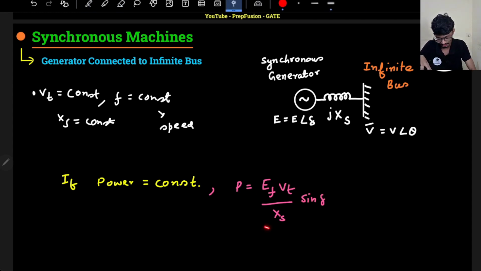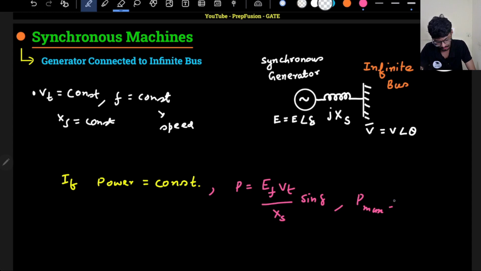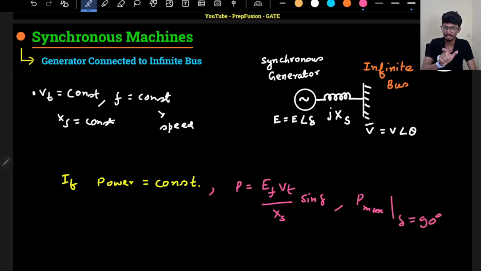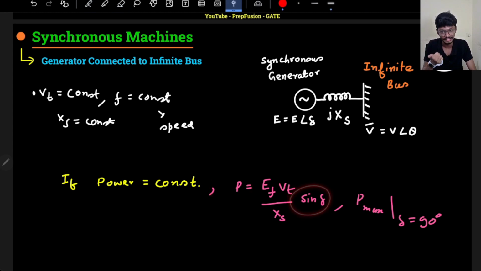If all of the other things are not varying, when will the power be maximum? So power P max will happen, I think I have mentioned this previously as well, at delta equals 90 degrees. When the power angle delta is 90 degrees, power will be maximum because sine 90 is 1. Okay, that is clear.